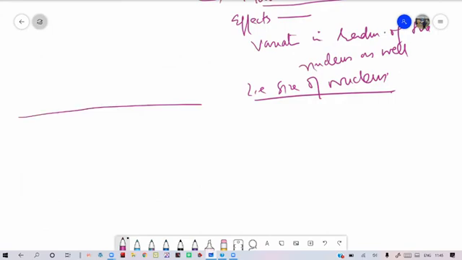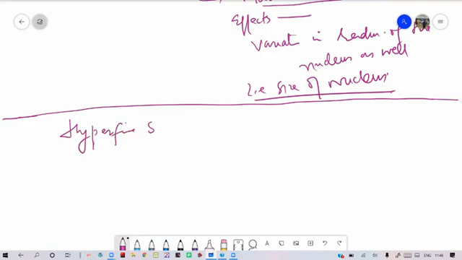Now another one, which I already discussed with you: this was an isotope effect. Now there are hyperfine structure effects.